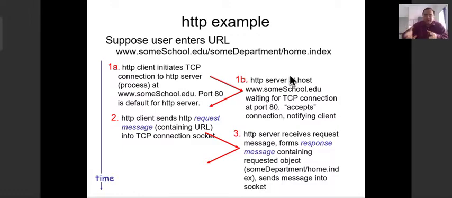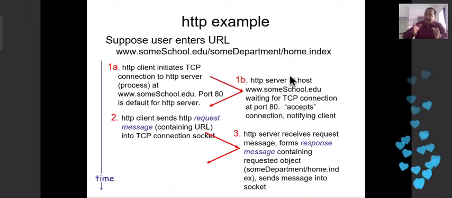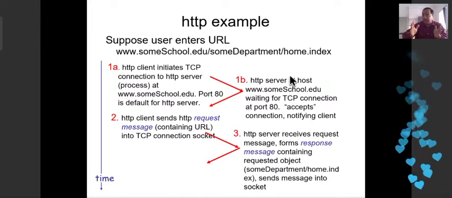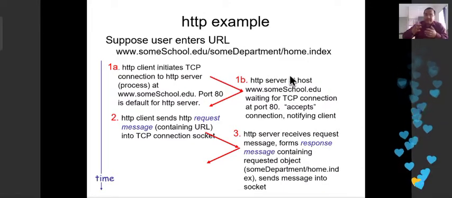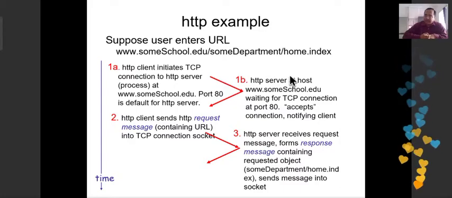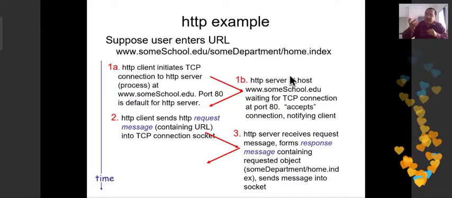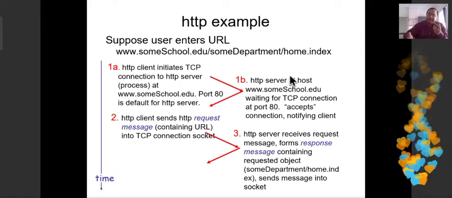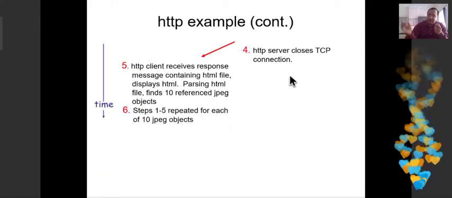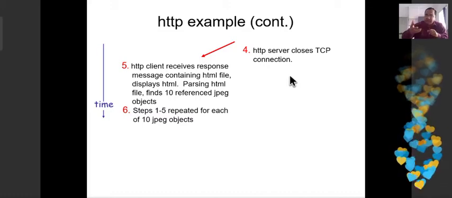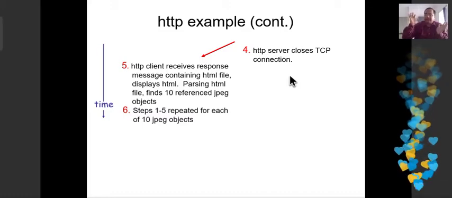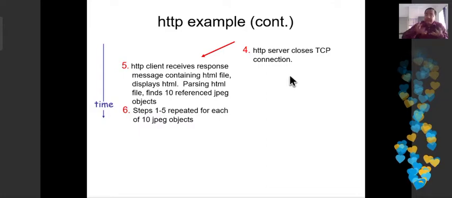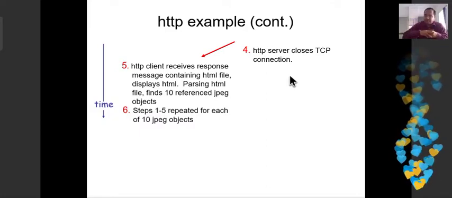Then once it gets the request, it accepts the connection, notifies the client, yes, the path is now created, logical path, obviously. HTTP client sends the HTTP request message, HTTP server receives the request message, frames the response, sends it back into the socket, right? Then HTTP server closes the TCP connection. Fine. HTTP client received the response.